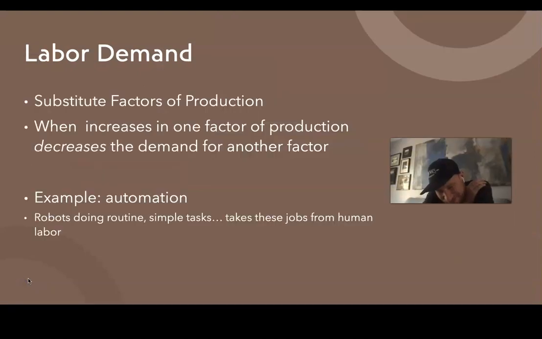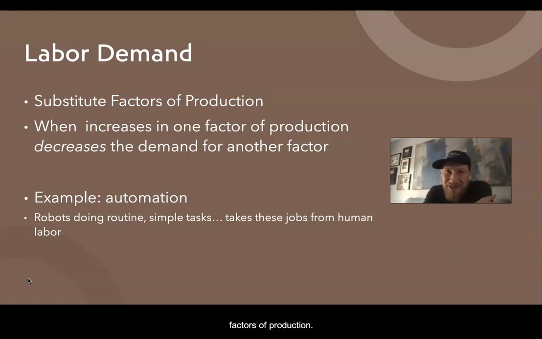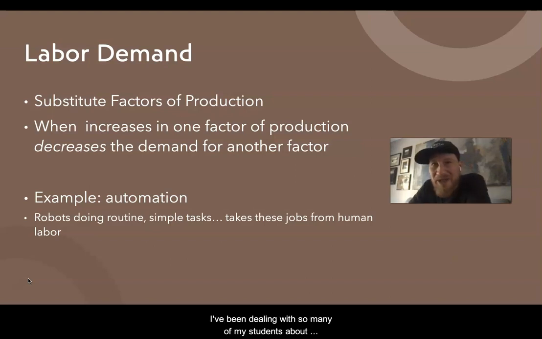But there is the other side of this: substitute factors of production. I've been telling so many of my students about this for so long. This is when an increase in one factor of production decreases demand for another factor. What if increases in automation decrease the demand for you to get a job? That's why we have to specialize. We absolutely have to specialize.